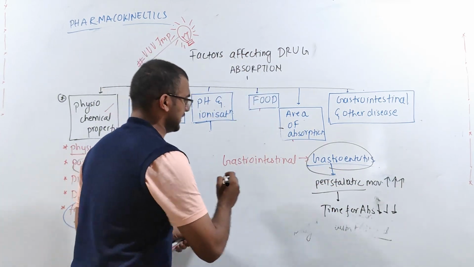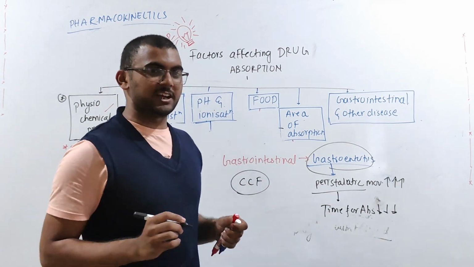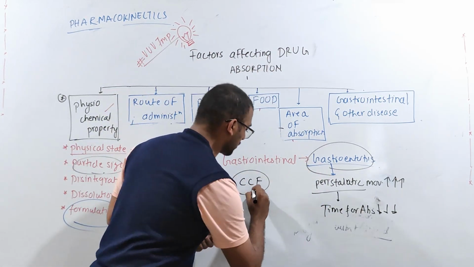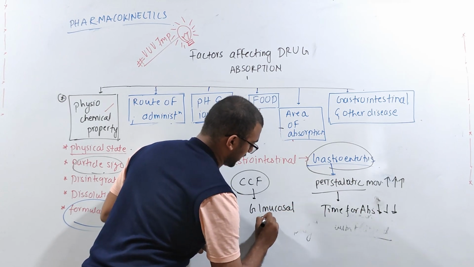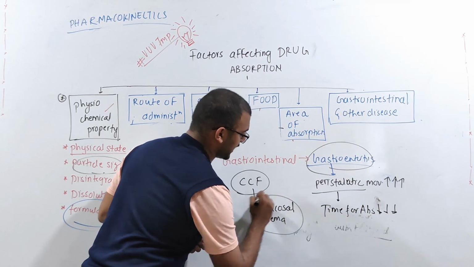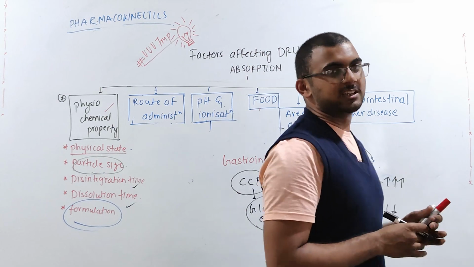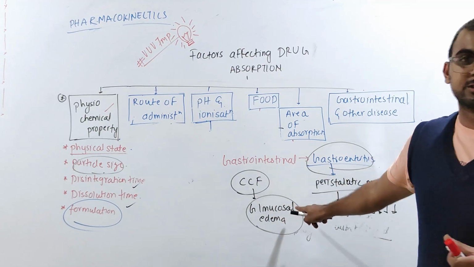Now, one more thing which is there, that is your CCF, congestive cardiac failure, right? In congestive cardiac failure, what is the major thing you will have? There is something called GI mucosal edema. So whenever there is a special case of congestive cardiac failure, what is going to happen? You are going to have a GI mucosal edema.